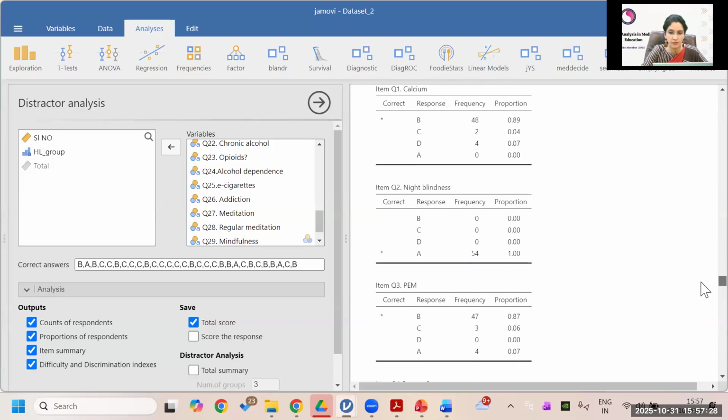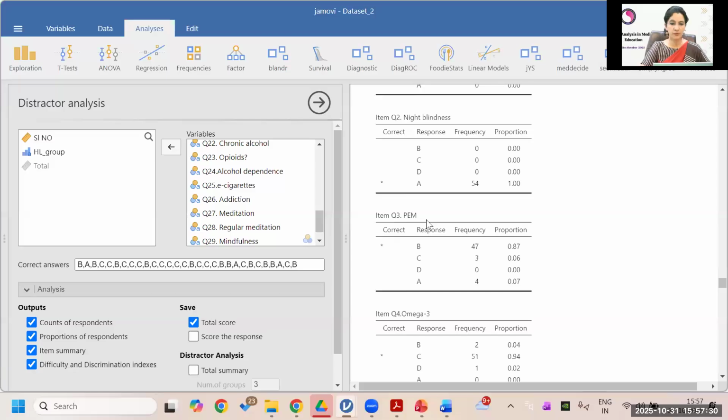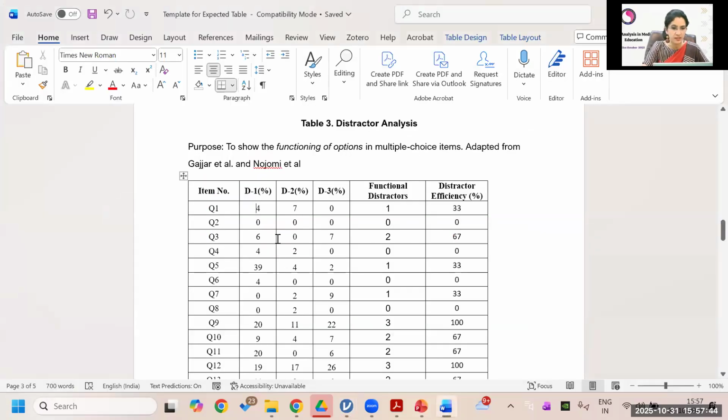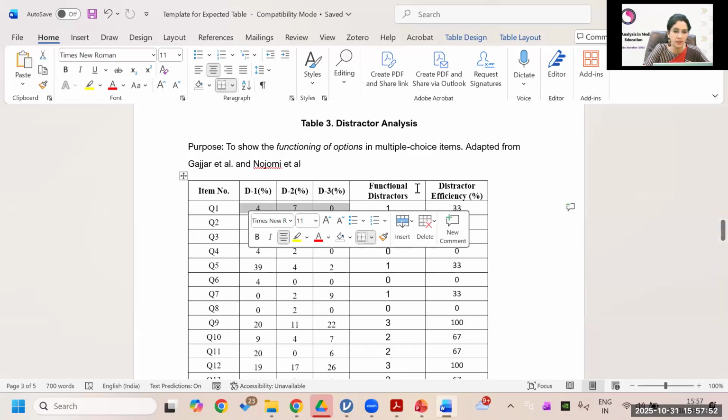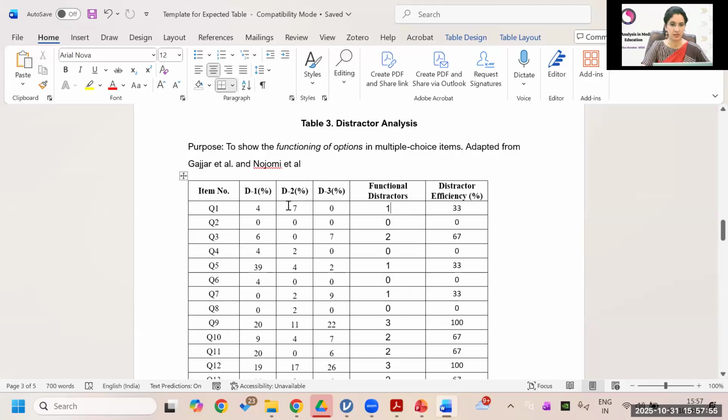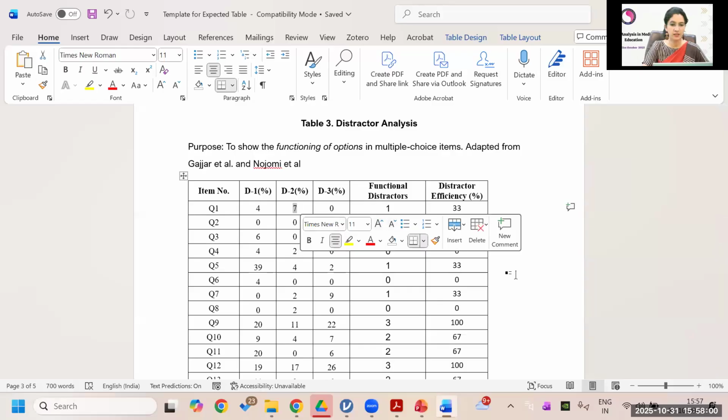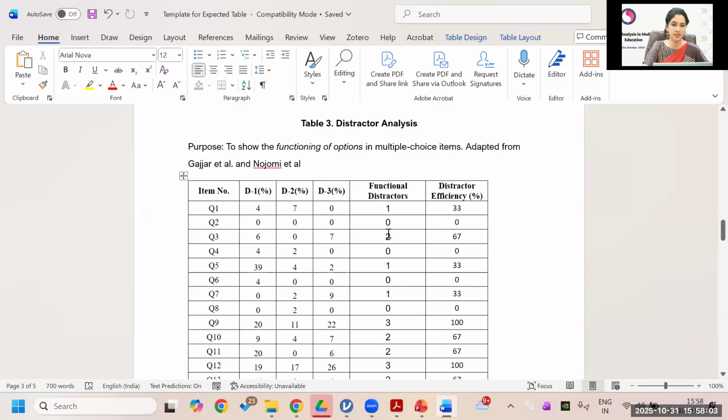The second had no efficient distractor. If you see this, the distractors are C, D, A, so 6, 0, 7. This you have to enter like this. Similarly for all, distractor 1, 2, 3, you write the percentage here. And from this table, you write the functional distractor. Any one more than 5, you will write 1. So this is 1, this is 0. And then we have entered functional distractors like 1, 0, 2, 0, 1, 0, 1, 3, like that.